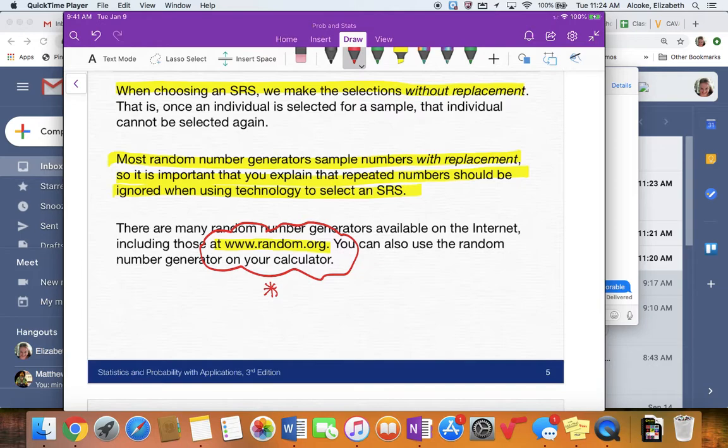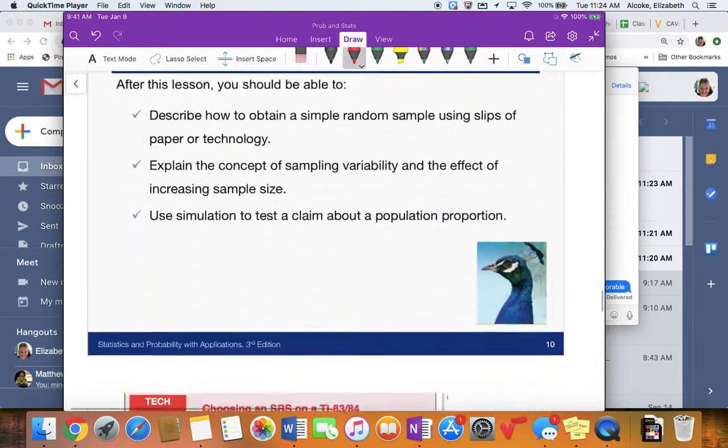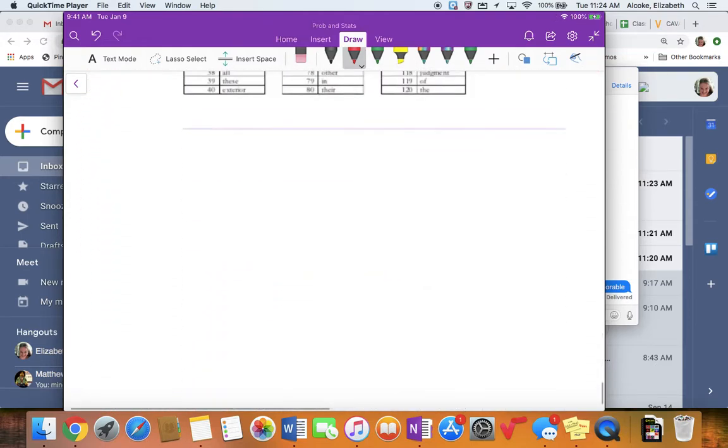I hope these notes made sense, and feel free to reach out with questions. There will be a homework assignment over 3.3. It's a pretty short homework assignment, I think only about 6 or 7 questions. So your homework is 3.3 in the online textbook.